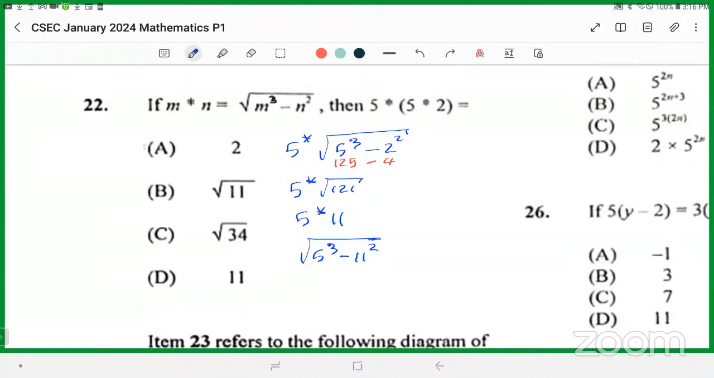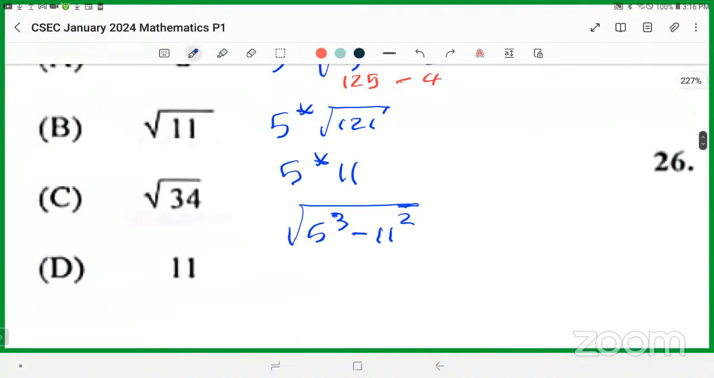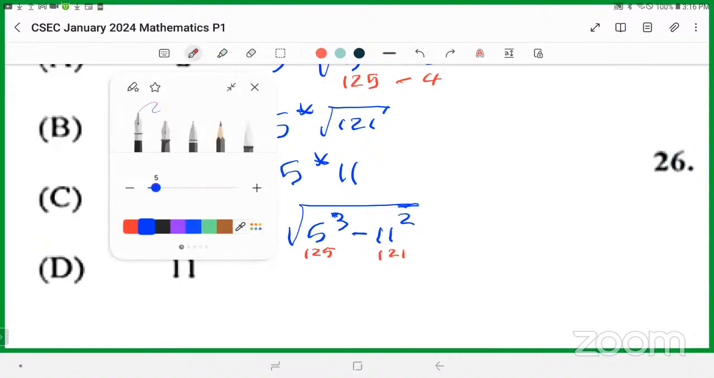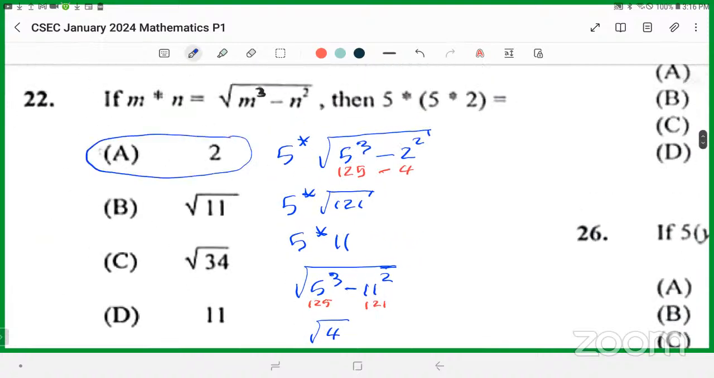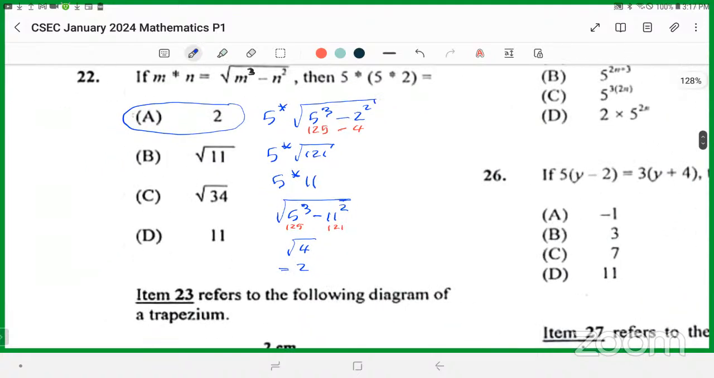So it becomes the square root, because now, let's look at it right there. This is 125 again, and this is 121. So we're really doing the square root of 125 minus 121, which is 4. So really doing the square root of 4, which is equal to 2. So the answer here is this 2. All right, that is it.